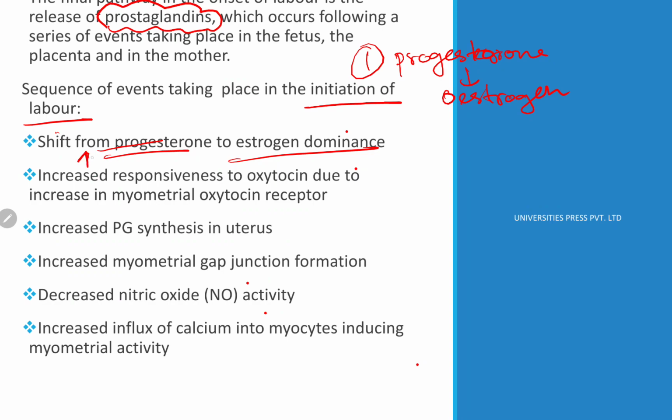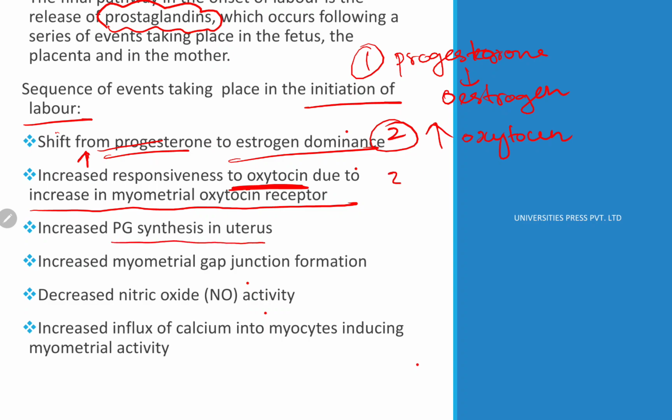Secondly, there is going to be an increased responsiveness to oxytocin. Very important: for uterine contraction to occur, there should be increased oxytocin due to an increase in the myometrial oxytocin receptors. The third point is increased prostaglandin synthesis in the uterus.